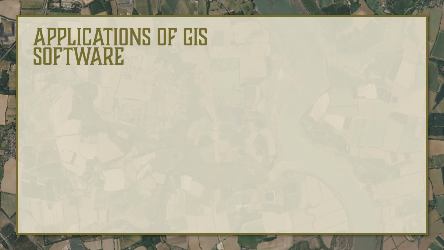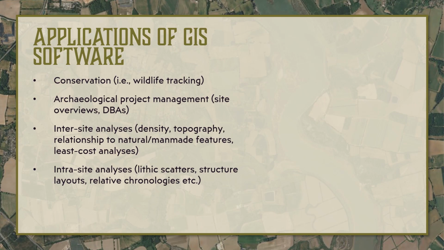So there are plenty of applications of GIS software, and I've only covered the ones that are relevant to archaeology and to environmental science, and there are 1,000 different applications. So it's used a lot in conservation, for instance, to track wildlife, if you've got wildlife cameras or chips in different wildlife populations, or to map changes in biodiversity or in habitat loss. It's used increasingly in archaeological project management for things like site overviews, desk-based assessments, but also in large-scale excavations.